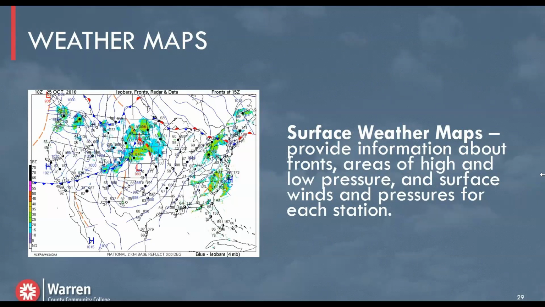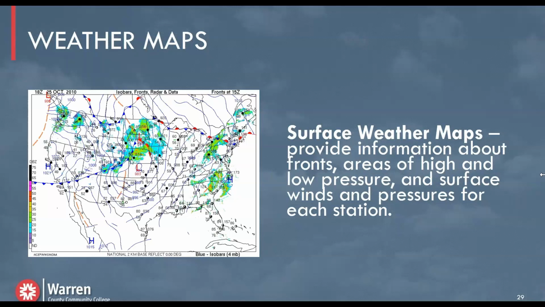You also want to remember there are surface weather maps. They provide information about fronts, areas of high and low pressure, and surface winds and pressures, basically for each weather station around the country. Most of the major airports will have good weather reporting, obviously, because it's so important to them. These little lines here that were white on the other map are called isobars. They're going to, again, tell you wind speed and direction.